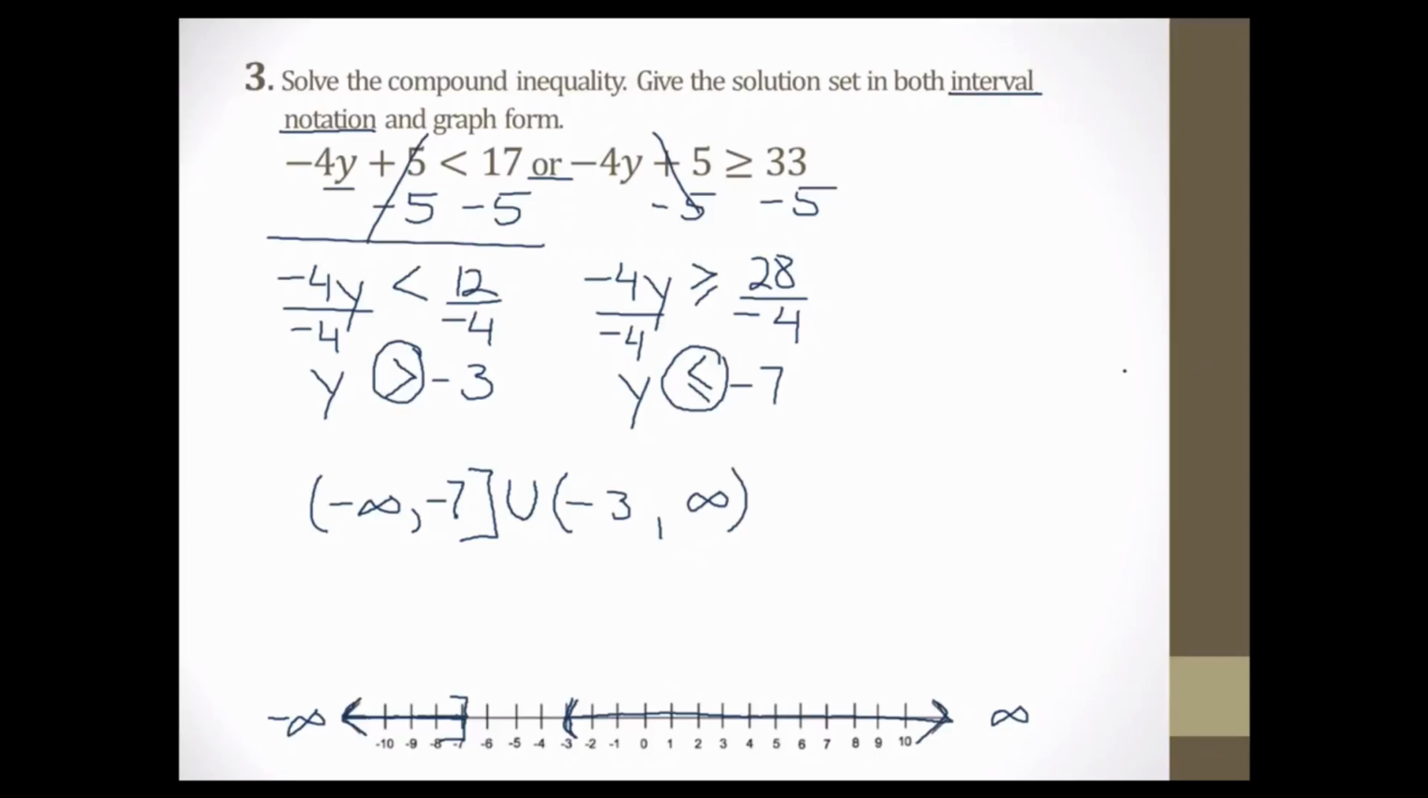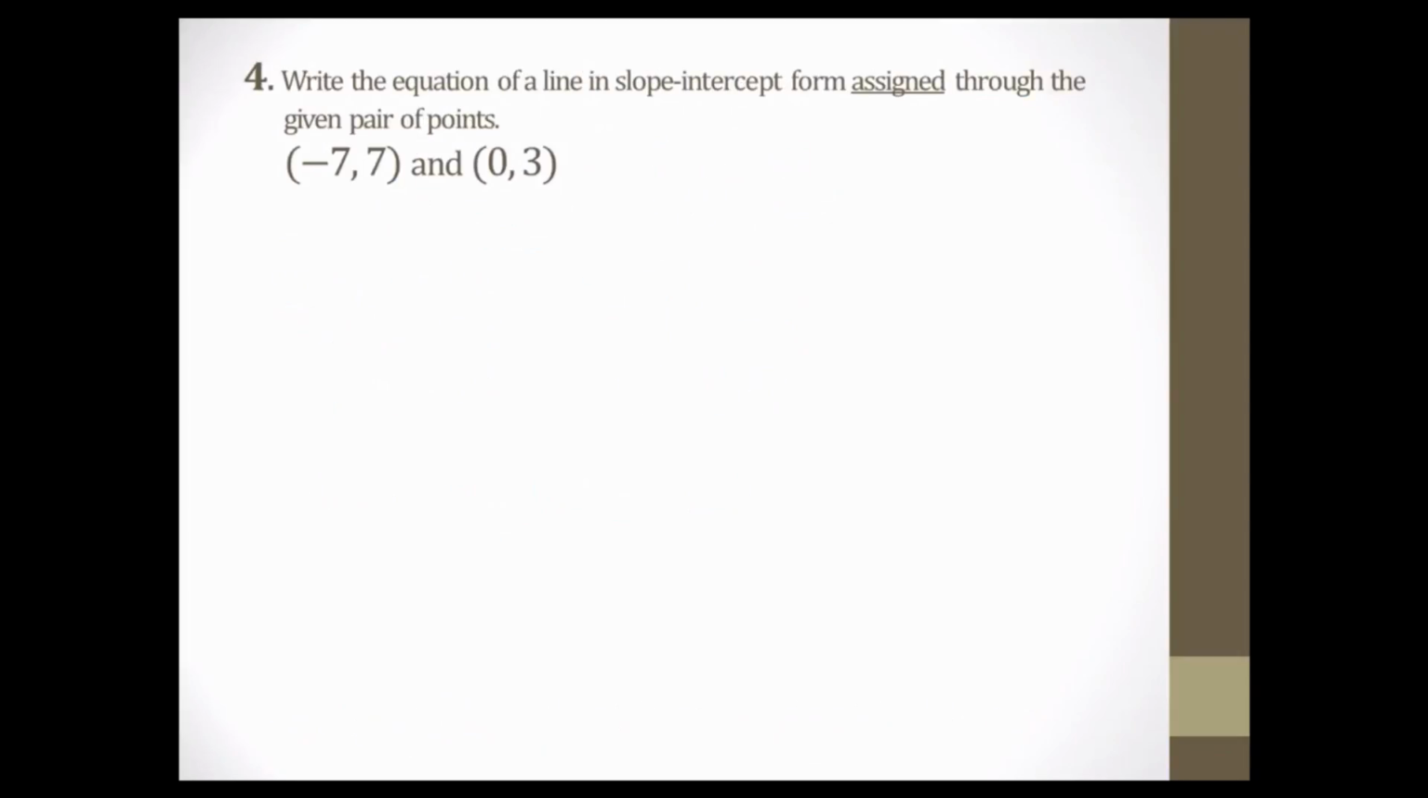Alright, let's move on to question number 4, and it says, write the equation of a line in slope-intercept form that passes through the given pair of points. In this case, we are asked to write a line in slope-intercept form. So I'm going to write my slope-intercept form here on the side to remind you and myself. So it's y equals mx plus b. That's the slope-intercept form. This is how I want my final answer to be. And I am given 2 points.